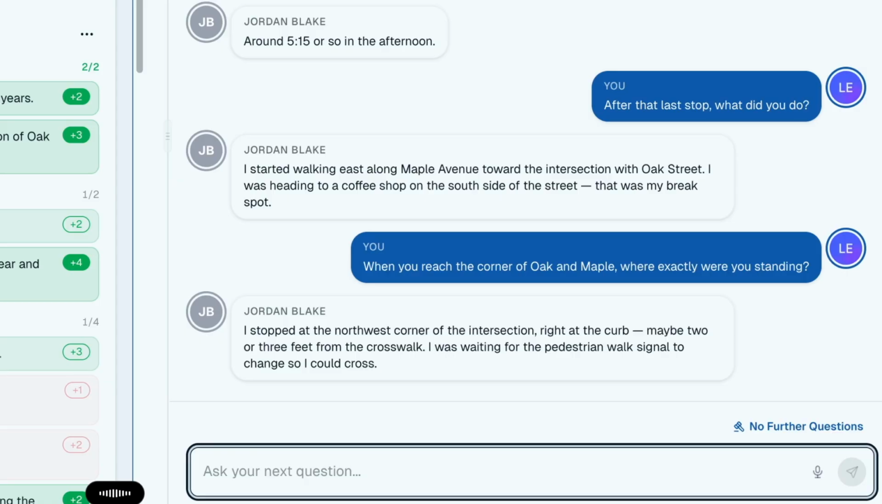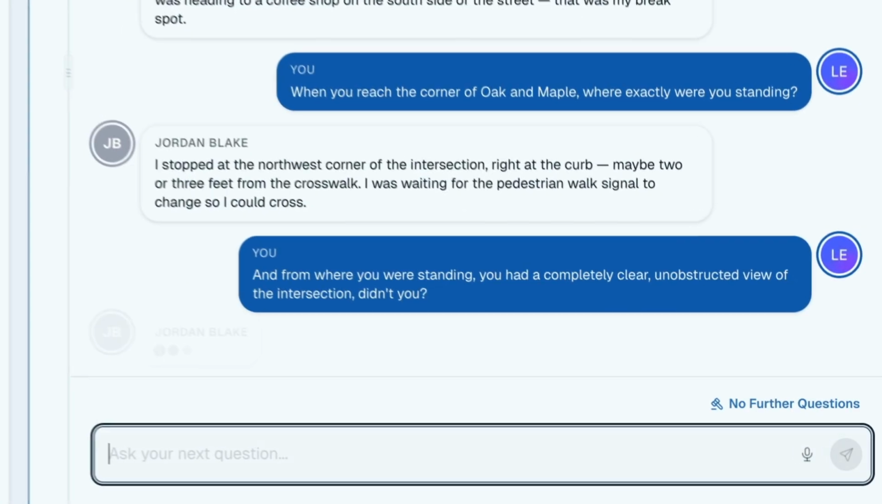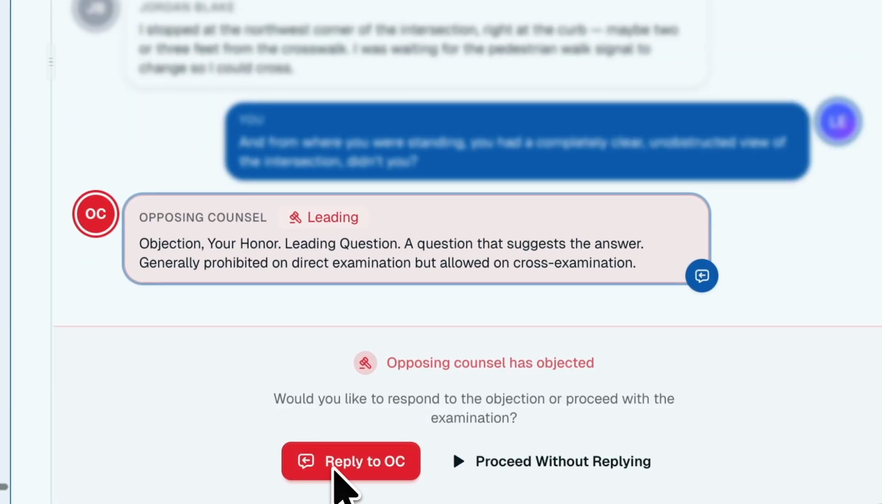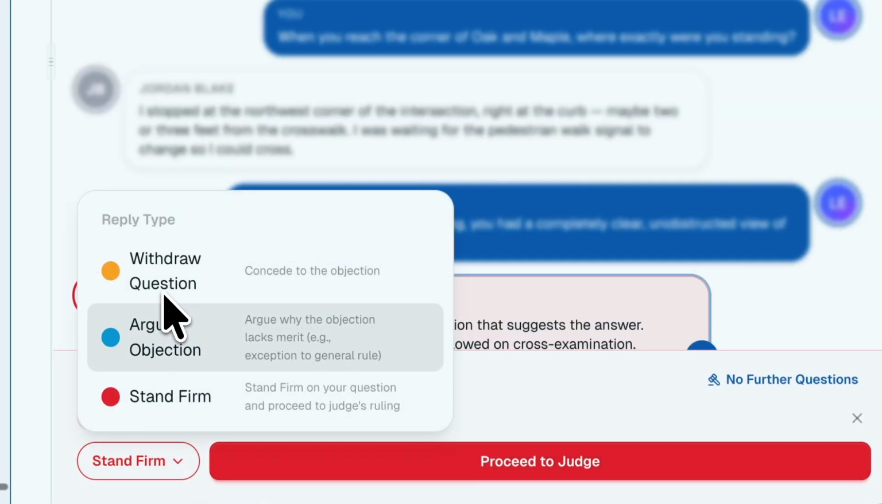Let's see what happens when the user asks a question that violates the rules of evidence. Here I am asking a leading question on direct examination. Opposing counsel reviews each question as it's asked to determine whether an objection is called for. And as we can see here, opposing counsel has objected on the grounds that my question is leading.